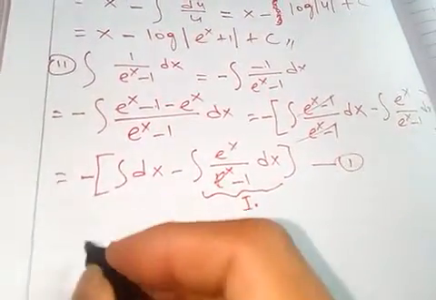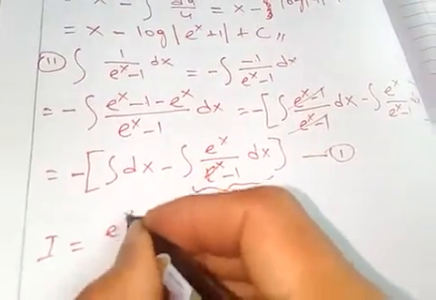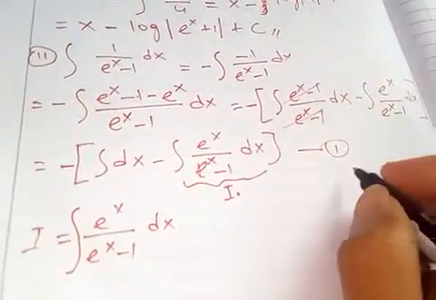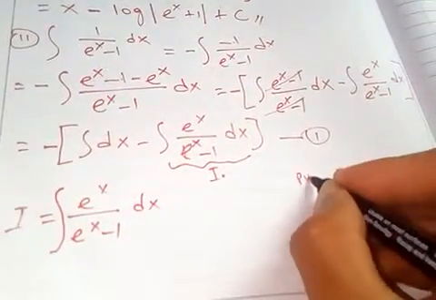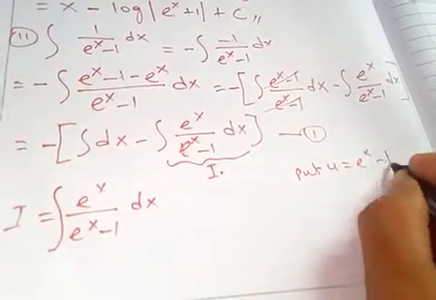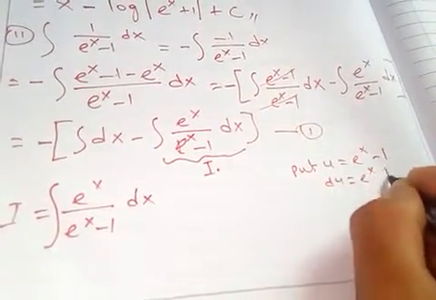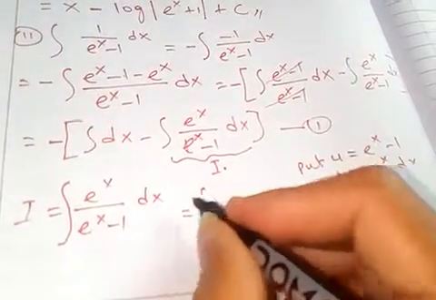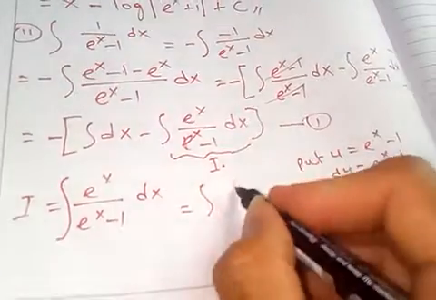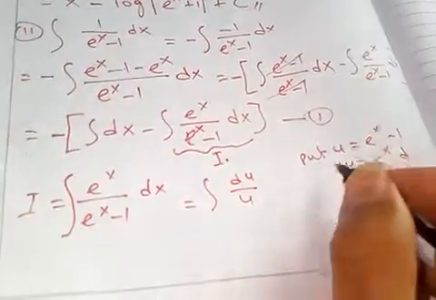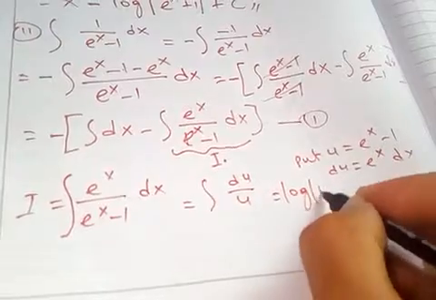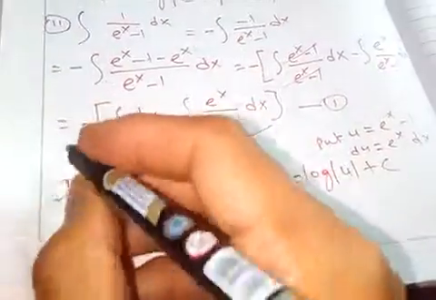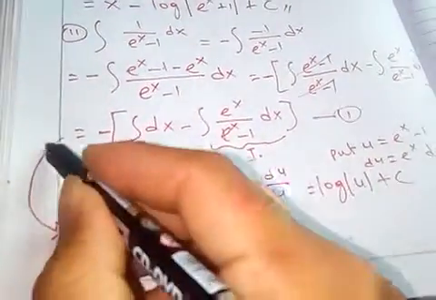Let's say this is equation 1, so I is equal to the integral of e to the x over e to the x minus 1 dx. Use the substitution method here again, put u equal to e to the x minus 1, so du will be e to the x dx. You'll get the integral of du over u, which is log of u plus c. Now put back in equation 1 again.